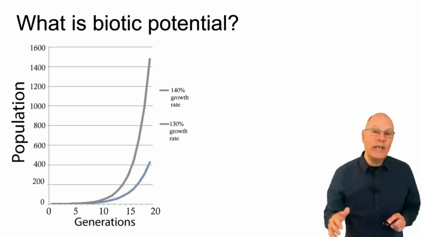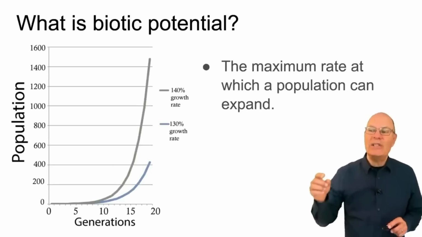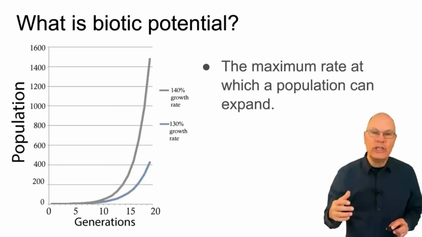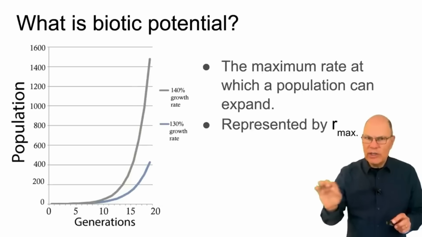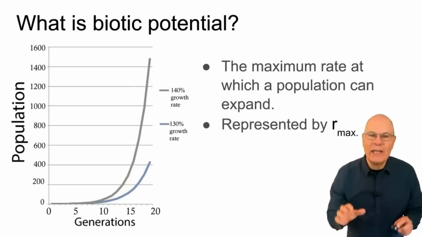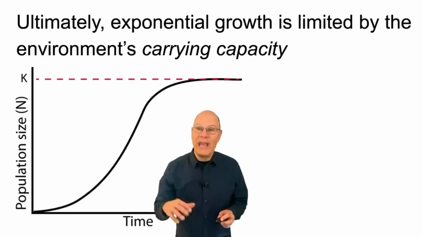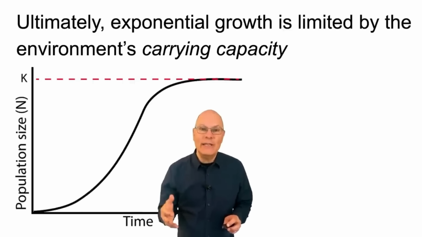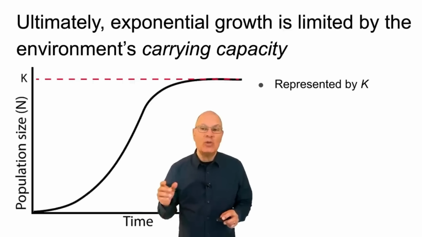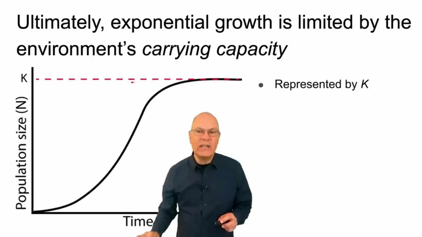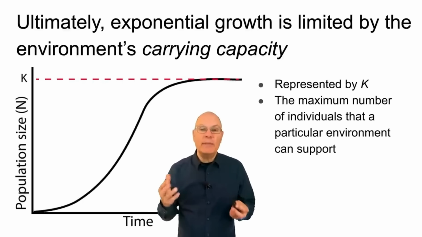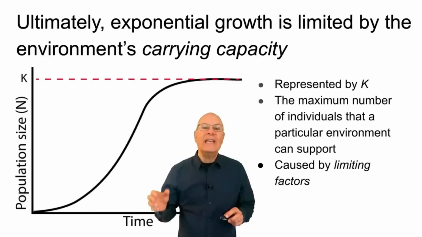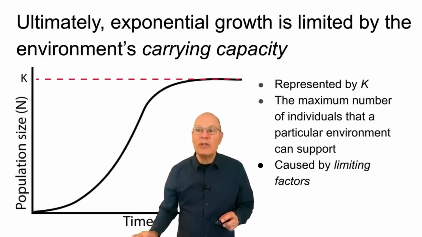Exponential growth is related to the idea of biotic potential, and that is the maximum rate at which a population can expand, and you can see it represented by the letter r sub max. That represents biotic potential. Exponential growth can't continue forever, and ultimately it's limited by the environment's carrying capacity. That's represented by the letter K. It's this dotted red line over here, and it's the maximum number of individuals that a particular environment can support. It's caused by limiting factors, factors that limit population growth.